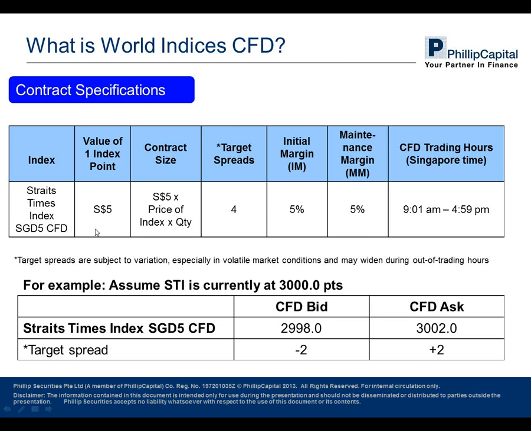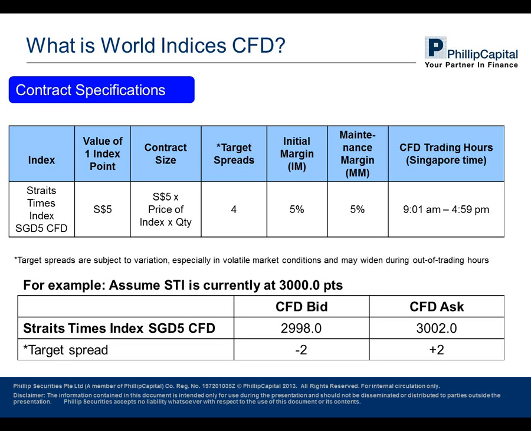So this is how our contracts go. This is the name of the index. This is the contract size of how much 1 point costs. So that's why you see value of one index point, $5. Your contract size is this times the price of the index itself at a point in time, and how many contracts you are buying. Please note that for all world indices CFD, the minimum contract size is just one.